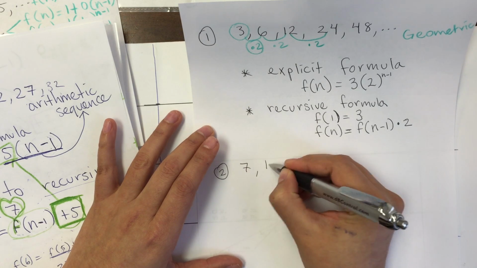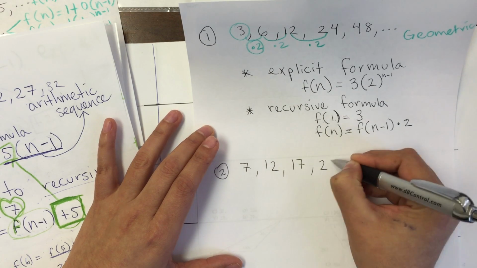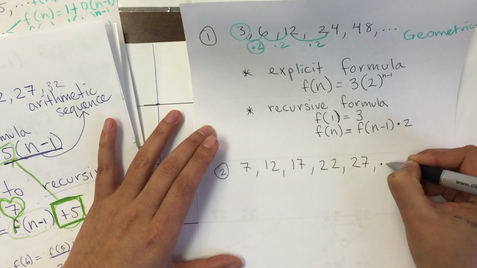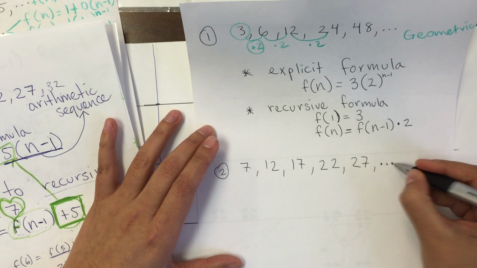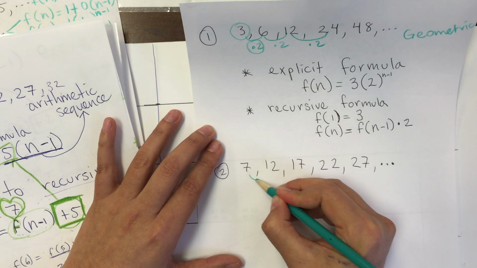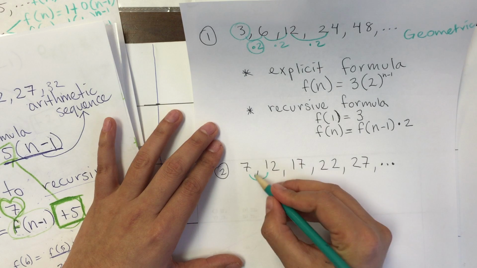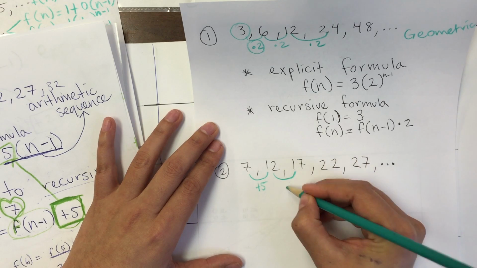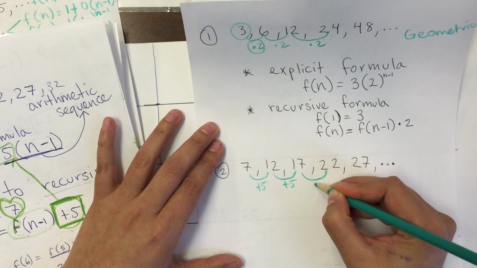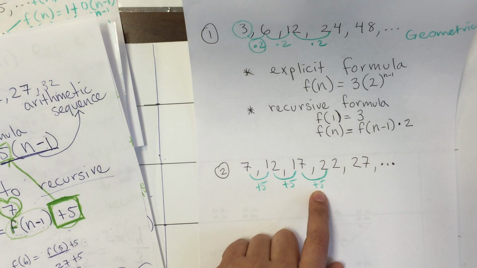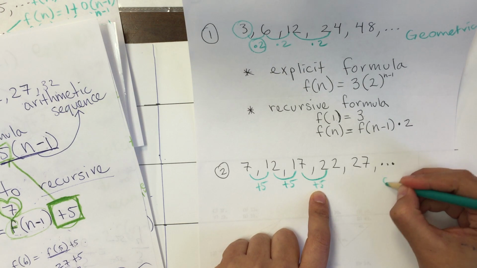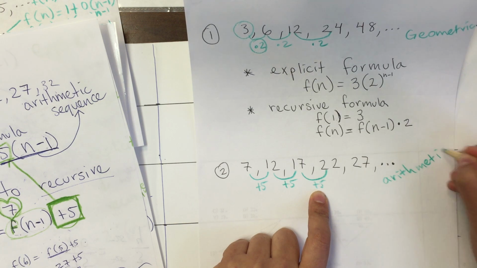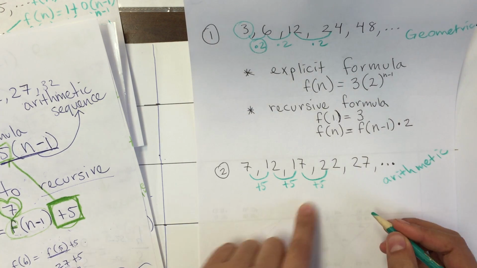Let's see, we have 7, 12, 17, 22, 27, etc. And you can probably already see the pattern. What are we doing? Is it arithmetic or geometric? As you can see, we're adding 5 each time. When we're adding or subtracting, that's an arithmetic sequence. Okay?